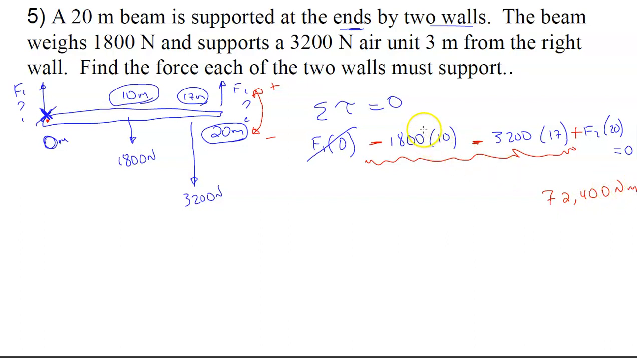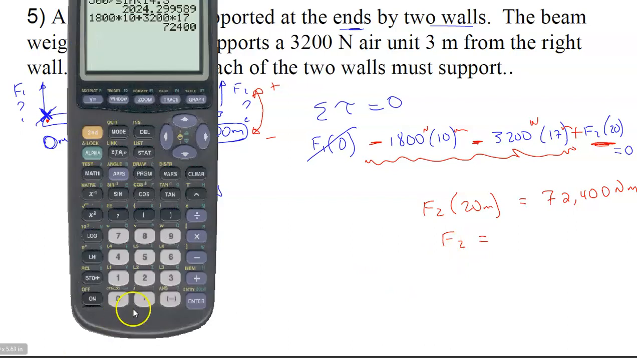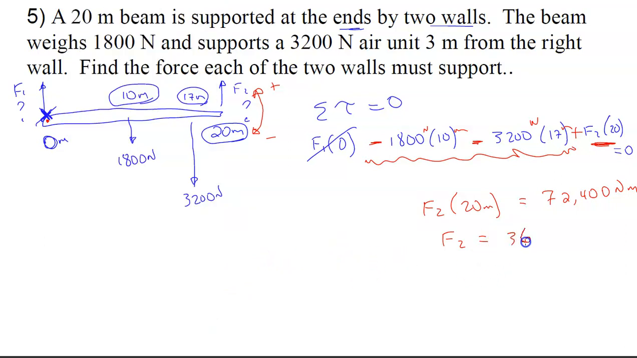That should be in Newton meters. This is a Newton, that's a meter. This is a Newton, that's a meter. And there's nothing left over here except F2 times 20. So if I divide that by 20, I'll have F2. And that would be 3,620. Meters are going to cancel there. Leave me in newtons, which is measurement of force, so that looks good.